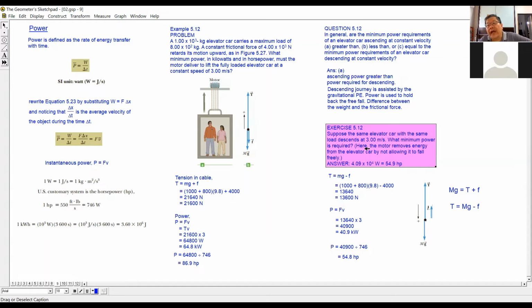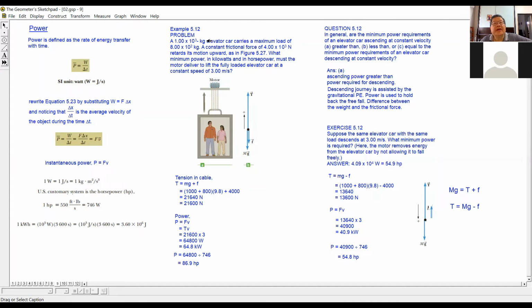Now we do the actual calculation. You read this exercise 5.12. Suppose the same elevator car with the same load descends at 3 meters per second. What minimum power is required here? The motor removes energy from the elevator car by not allowing it to fall freely.